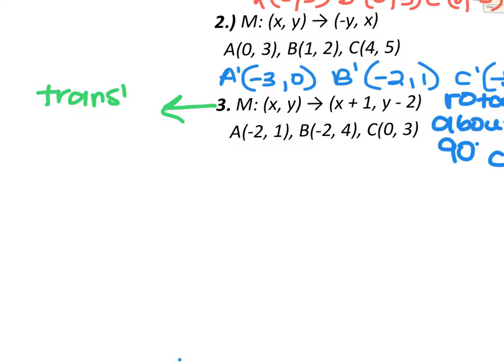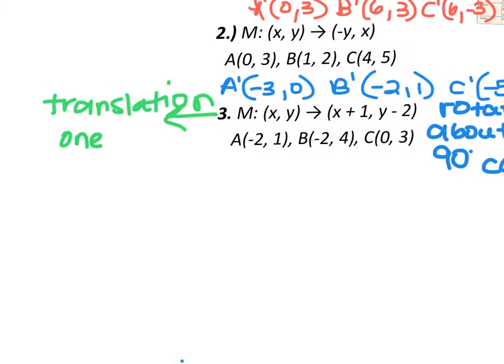So A prime, I add 1 to the negative 2, I get negative 1, and I subtract 2 from the 1, I get negative 1. B prime, add 1, subtract 2, and I get negative 1, 2. And C prime, add the 1, subtract the 2, and I get 1, 1.